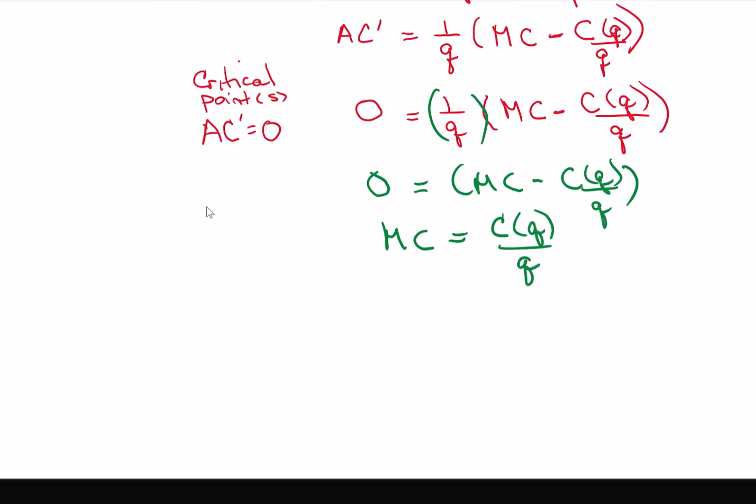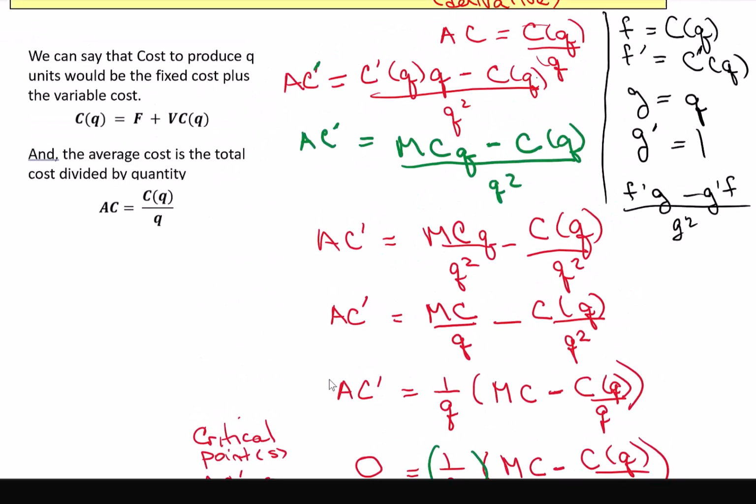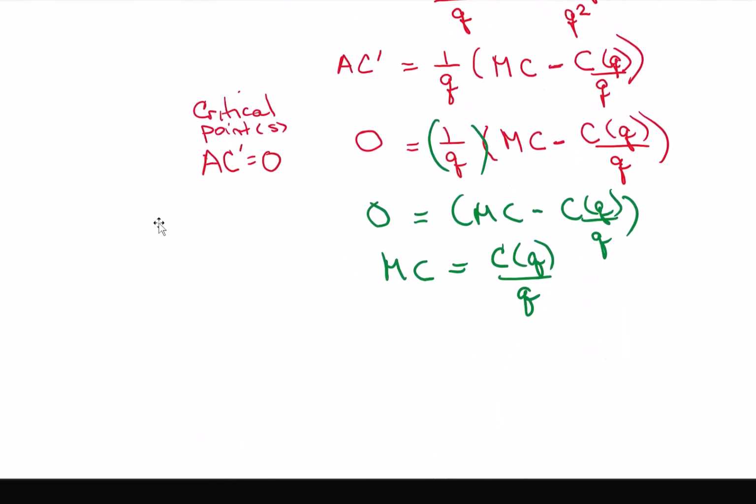And if we look back here, the average cost is equal to the cost over the quantity, which means I can say that the marginal cost equals the average cost at my critical point. Which means that when the marginal cost equals the average cost, I either have a maximum, a minimum, or something is undefined. That's what a critical point means. But that's my place that I'm going to look.